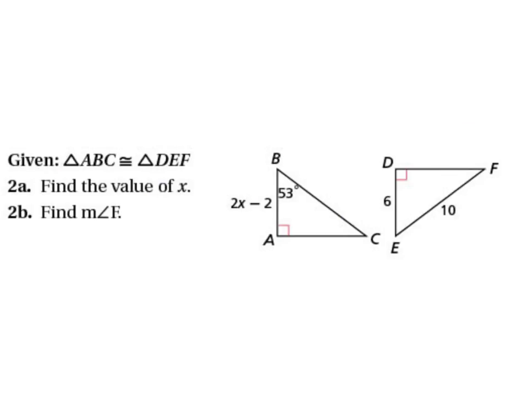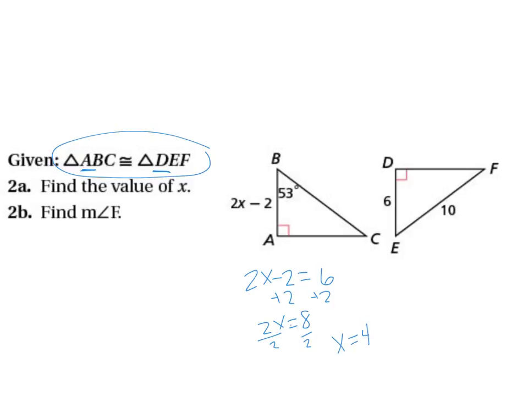With this triangle congruent statement right here, I know that side AB is going to be congruent to DE because they correspond with each other there. So I can set those equal to each other. 2x minus 2 equals 6. This way I can solve for x. 2x equals 8. Divide both sides by 2. And x equals 4.